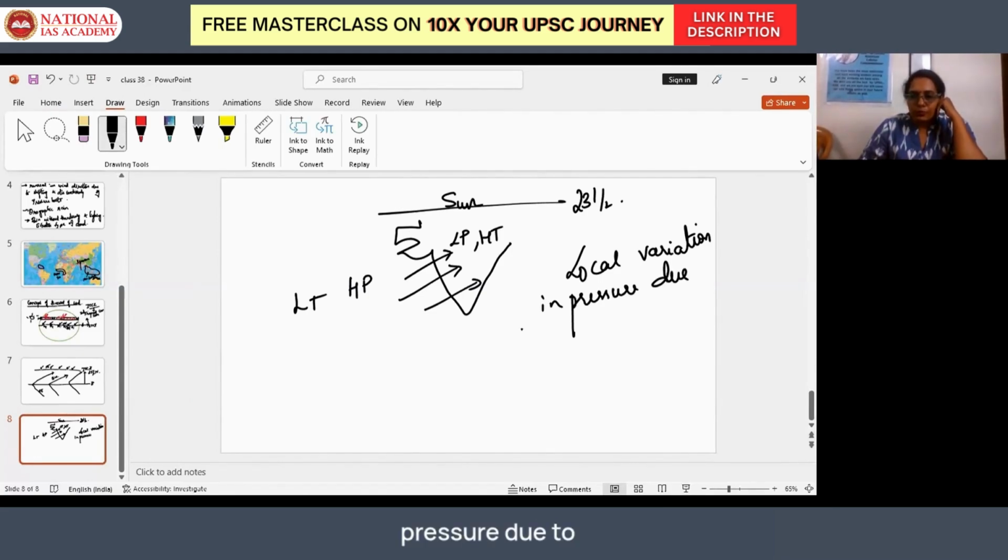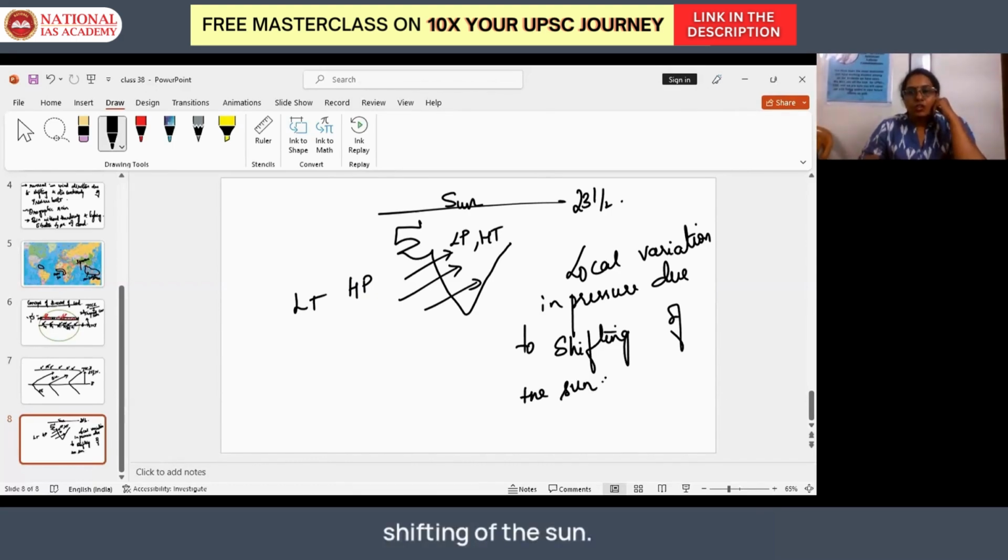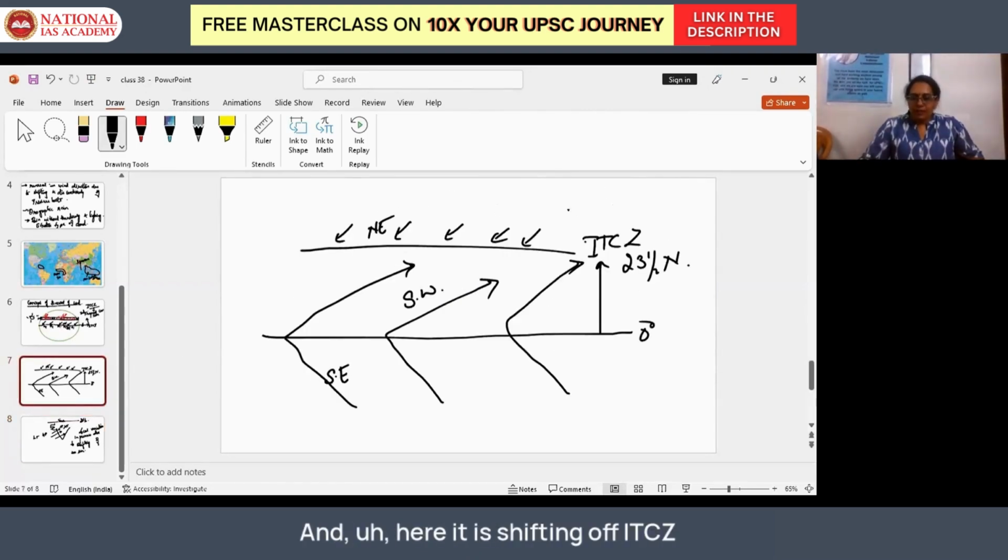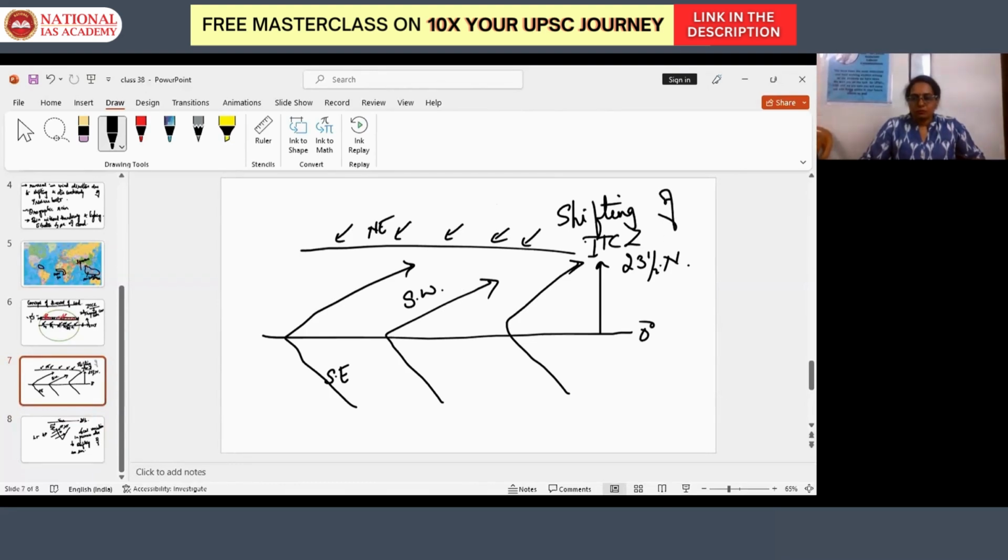pressure due to shifting of the sun. Okay, so that is how you see it. And here it is the shifting of the ITCZ to 23.5 degrees north.